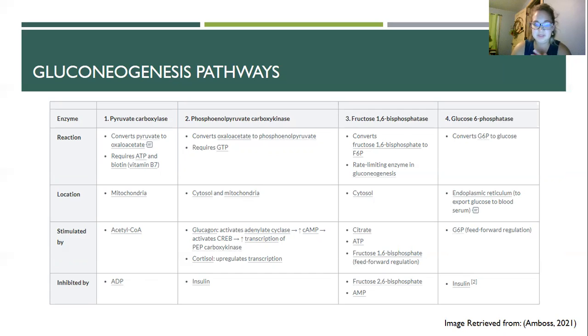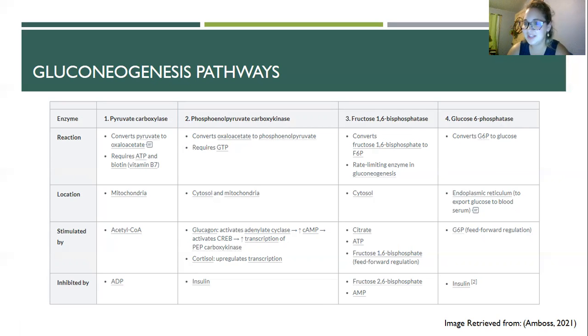Citrate and ATP are what it's stimulated by, as well as fructose 1,6-bisphosphate. And then it's going to be inhibited by fructose 2,6-bisphosphate and AMP. So then in our last stage, we have glucose 6-phosphatase, and it's going to convert G6P to glucose.